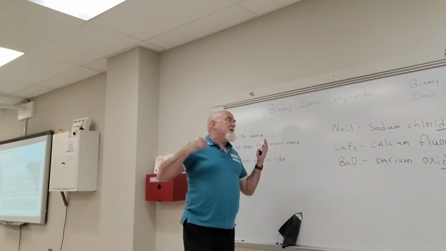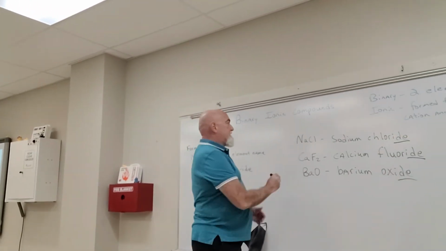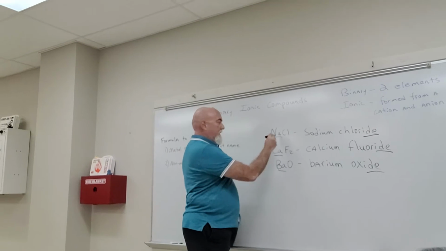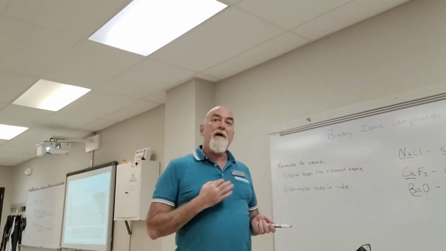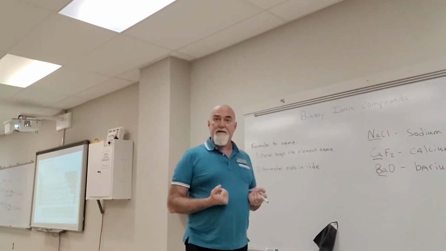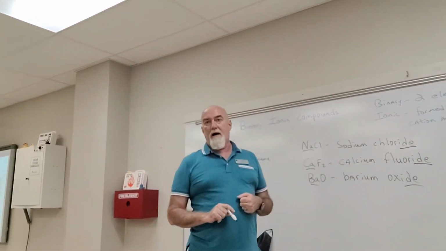So, if you see the formula and you want the name, the first thing you've got to make sure is that this is a metal to start it off with, like sodium, calcium, barium, aluminum, strontium, and so on. If it starts with a metal, we are using this naming system, so it'll just be the metal name, and the anion will end in ide.